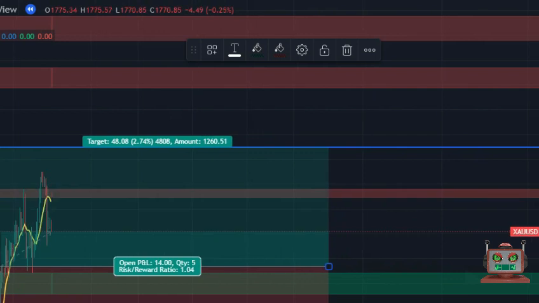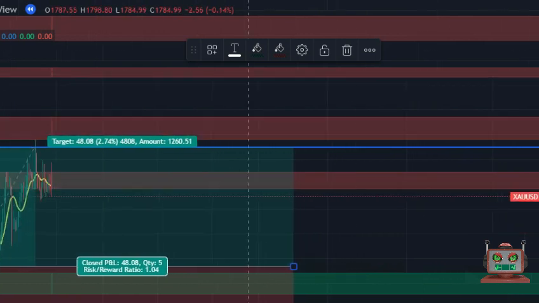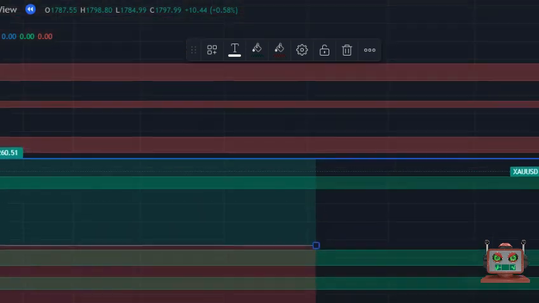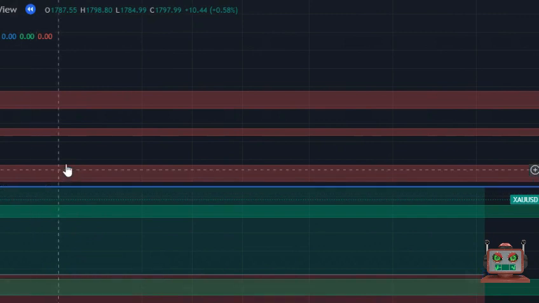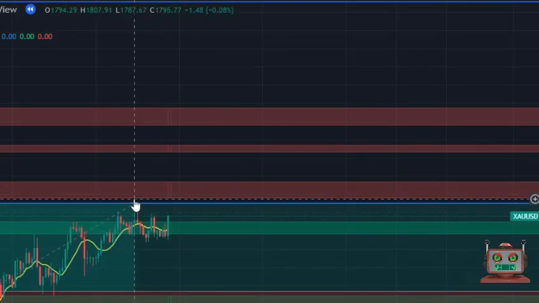All right. It's going to happen. Okay, we hit our take profit. Let me zoom in so that we can see clearly. We hit our take profit at this spot. As you can see, we hit our take profit here exactly.